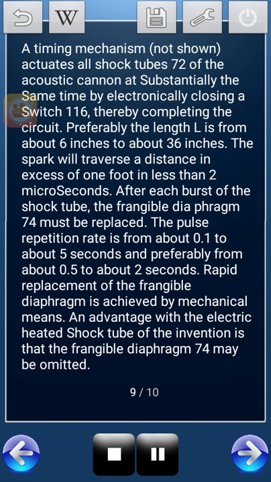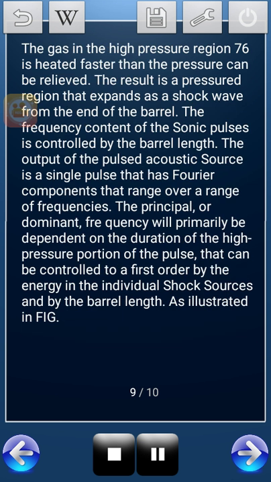After each burst of the shock tube, the frangible diaphragm 74 must be replaced. The pulse repetition rate is from about 0.1 to about 5 seconds and preferably from about 0.5 to about 2 seconds. Rapid replacement of the frangible diaphragm is achieved by mechanical means. An advantage with the electric heated shock tube of the invention is that the frangible diaphragm 74 may be omitted. The gas in the high pressure region 76 is heated faster than the pressure can be relieved. The result is a pressured region that expands as a shock wave from the end of the barrel.